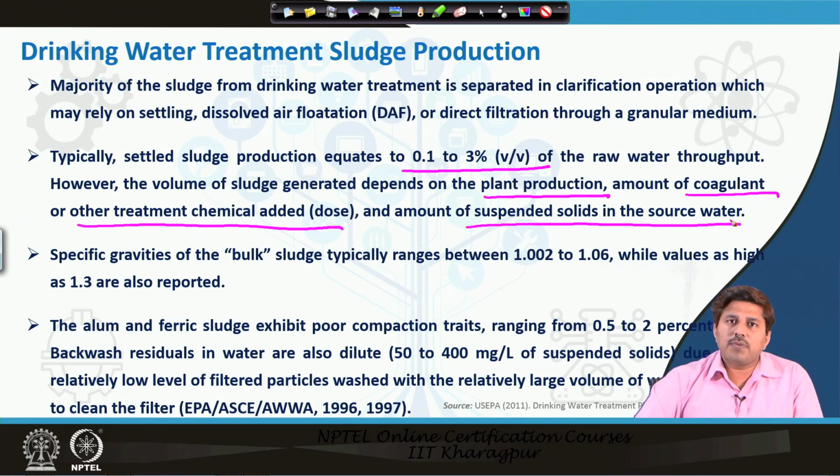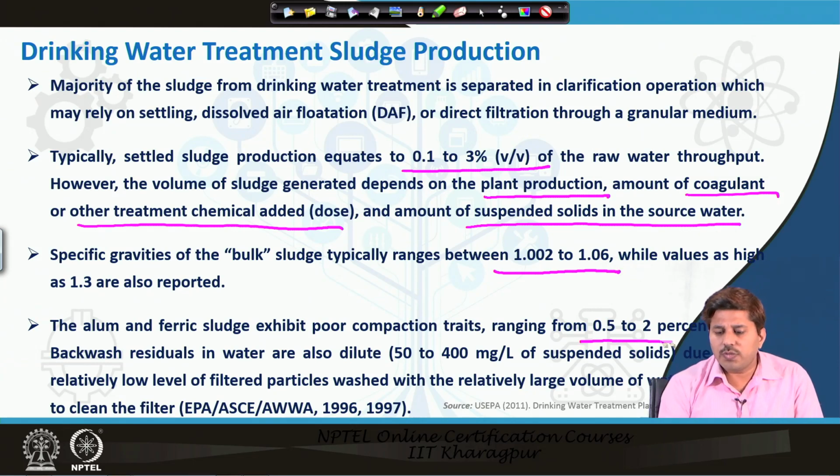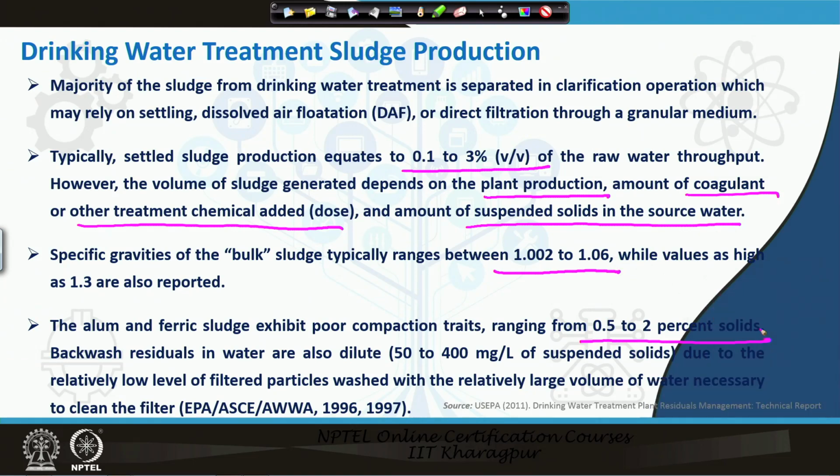The specific gravity of the bulk sludge that we get is typically reported between 1.002 and 1.06, and the water content is also very high. The solid content is typically very low, 0.5 to 2% solids, and the rest is predominantly water, and that leads to a lower bulk density, whereas the density of the solids, or the specific gravity of the solids, is higher than 2. In some cases the bulk density is reported as high as 1.3, but that is rare. Generally it is between 1.002 and 1.06.